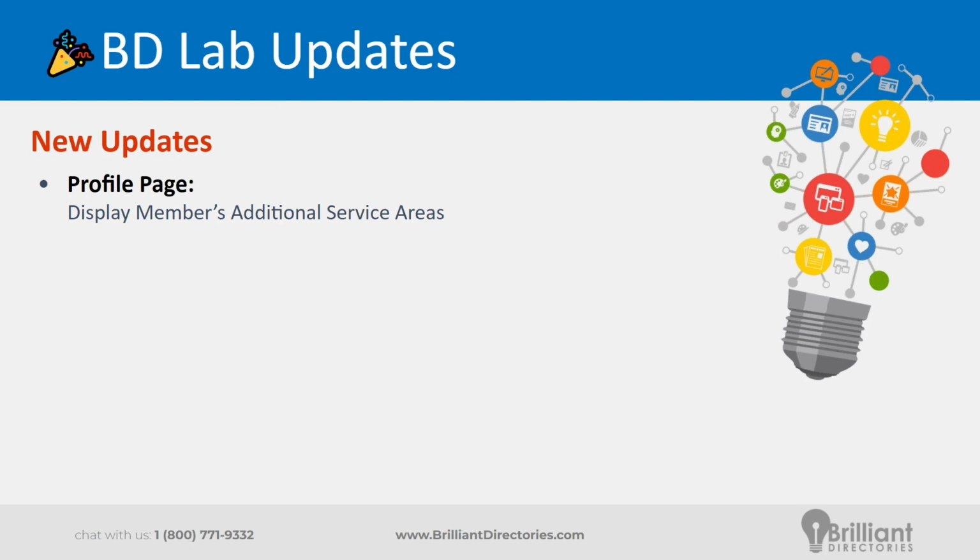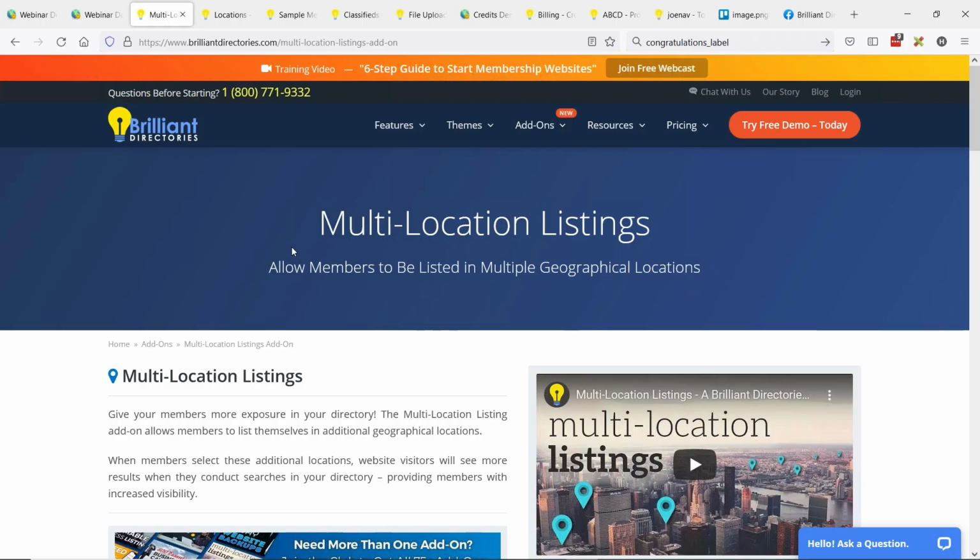So it always worked as expected. The members will be found for searches in those additional locations, but now you can actually display those locations on the members profile page, and we are also working to show the location on the search results pages so we know why a member is displaying for a certain location search. Let me show you what this looks like and what we're referring to here.